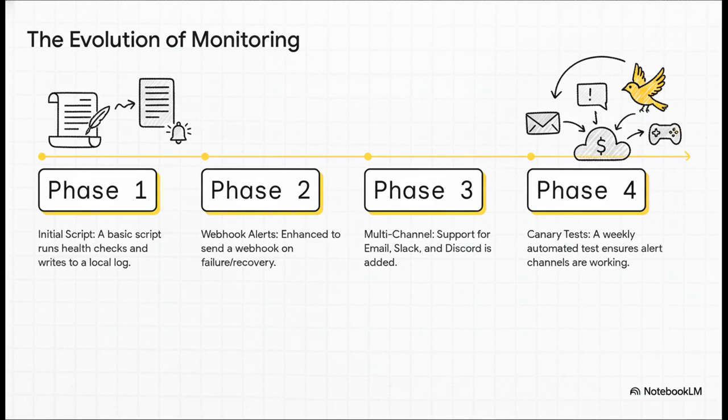And this didn't happen all at once. It was an evolution. You can see it here. It started with just a basic script, dumping health checks into a local log file. Okay, that's a start. Then we leveled up to webhook alerts. Better. Then we added more channels, email, Slack, Discord, so the right people get notified. And the final and maybe most important step, we added automated canary tests. It's a test that tests the alerting system itself to make sure it's actually working. A check for your checks.